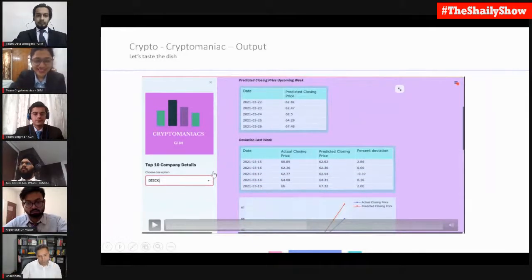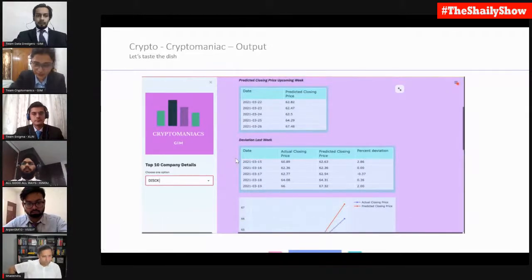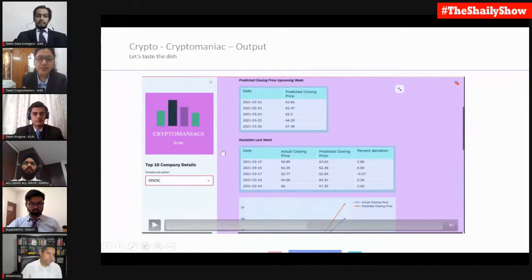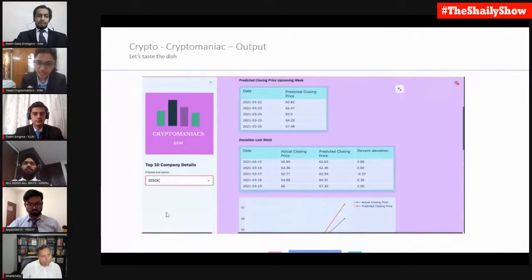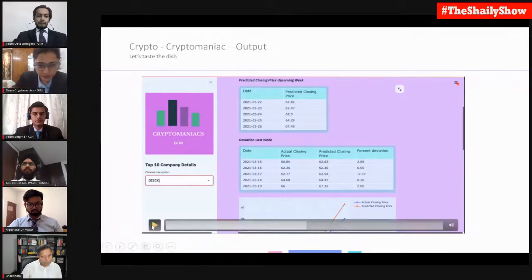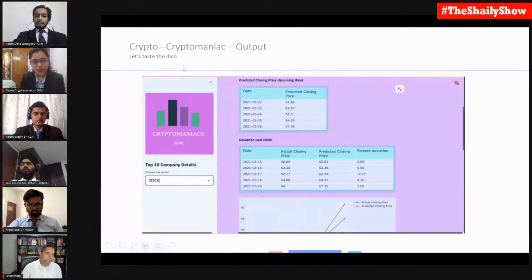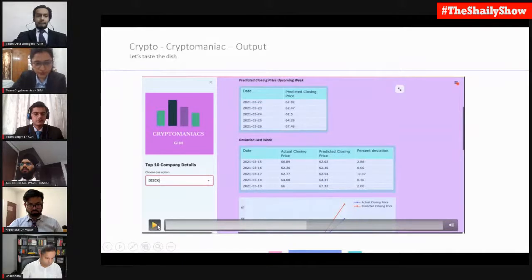Thank you, Shailendra. So these are the statistics of this particular company. If we want to go to one particular company and get the total statistics of this company, then this is what we are getting. And then to see the deviation of the last week, this is basically to measure the accuracy of our model. We are showing the deviation of the last week, for 15th to 19th March. And here we can see it is giving a good accuracy. And moving forward.